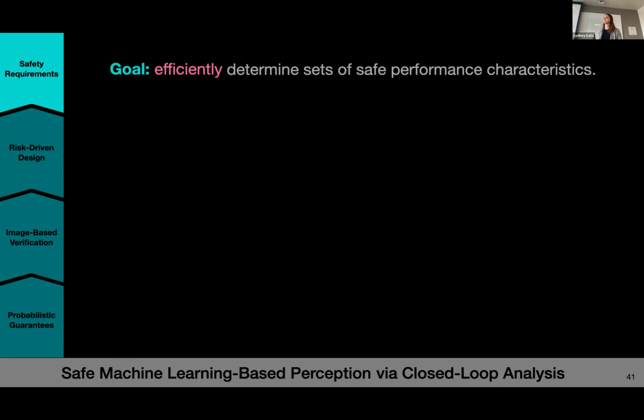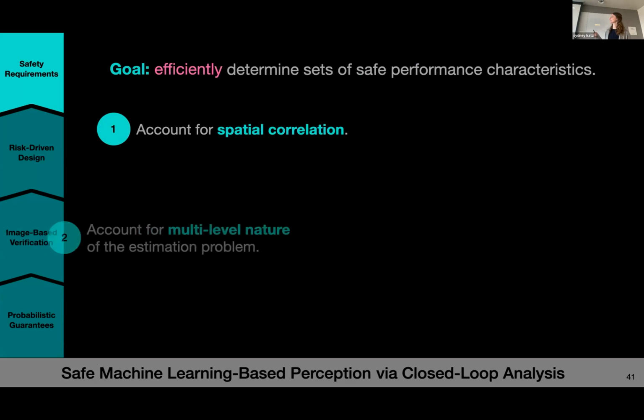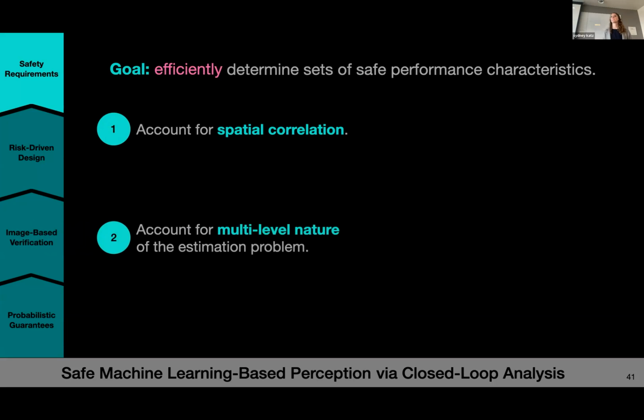And without going into too many details, the way that we do this is essentially by taking advantage of two key properties of the estimation problem. The first is spatial correlation, which just means that nearby perception system performance characteristics are likely to exhibit similar safety properties. And then the second, which is potentially even more unique to this problem, is the multi-level nature of the estimation problem. So at a high level, we're trying to estimate this safe set of performance characteristics, but doing that requires us to solve a lower level estimation problem where we estimate the probability of failure for each of those individual performance characteristics.